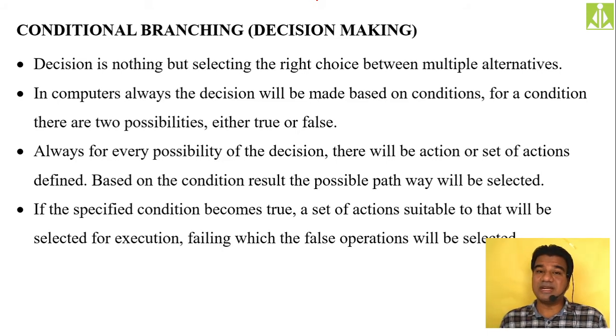So that is something called decision making in your C language. Decision is nothing but selecting the right choice between multiple alternatives. In a computer, the decision will always be made based on some condition. We are going to have certain conditions, and first we'll go with only two possible paths, that is two-way selection, and after that we will discuss multiple possible paths.